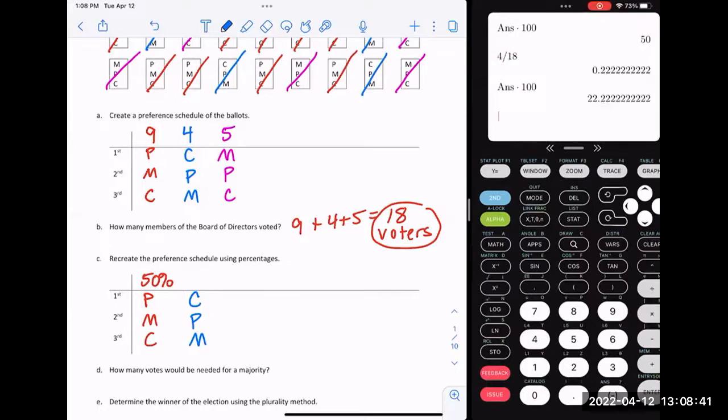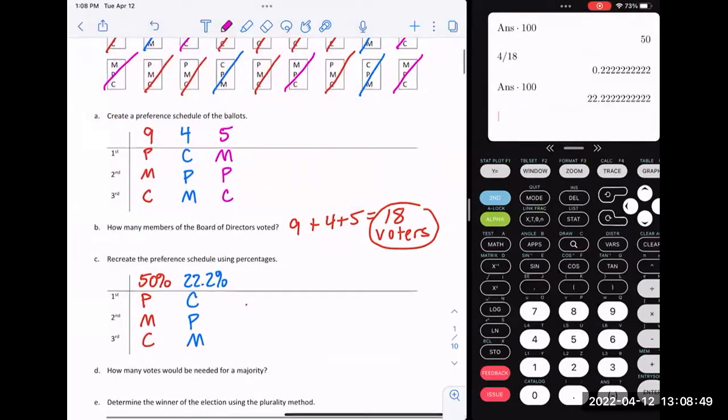So depending on what we're asked to round to, I'm just going to round it to the nearest 1/10 of a percent. So 22.2%. And then the last one here is 5 out of 18 voters. So if I round that, that's going to end up rounding to 27.8%. And every time you do this, this should add up to 100% or close to it. It might be a little bit off just based on rounding error. I'll stop here. Any questions I can take at this point?